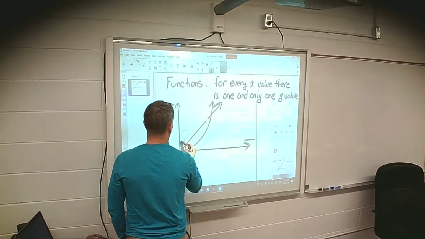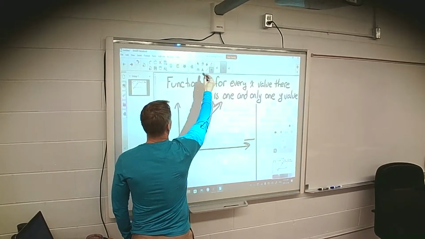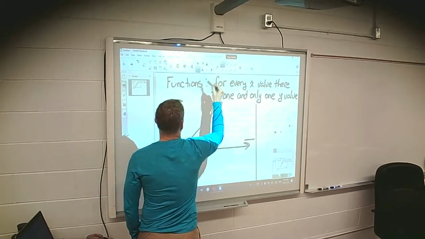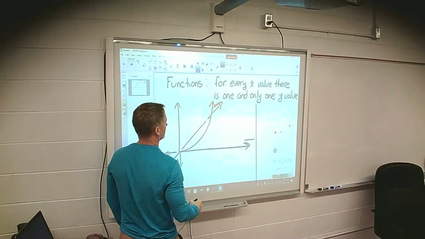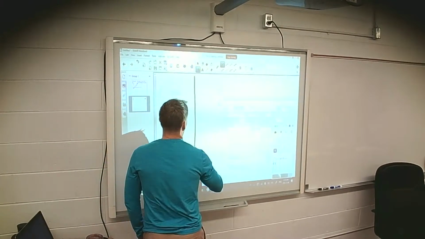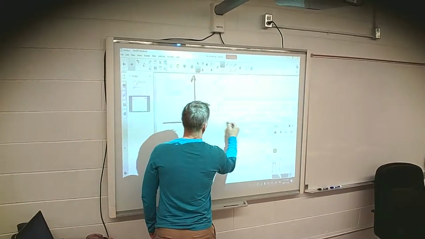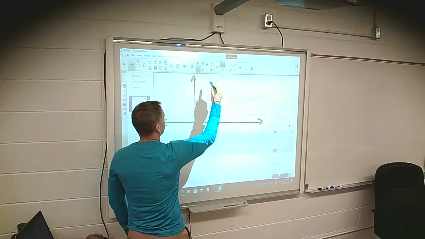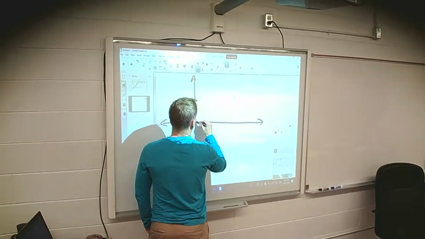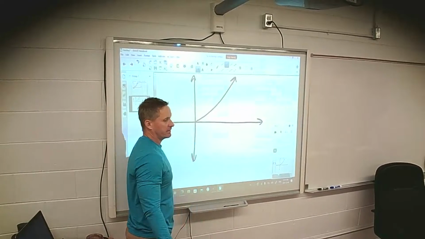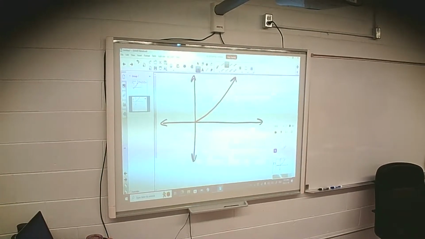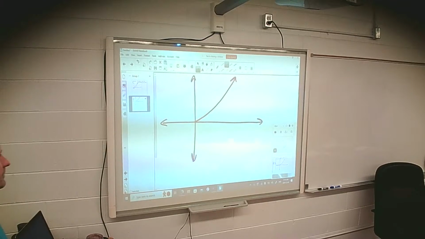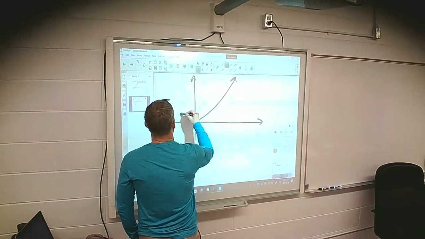What do you mean by it only hits one spot? What part? Okay, let's do this on a separate page here. So here's the graph. There's your grid. My graph is that right there. Now the equation of that graph.